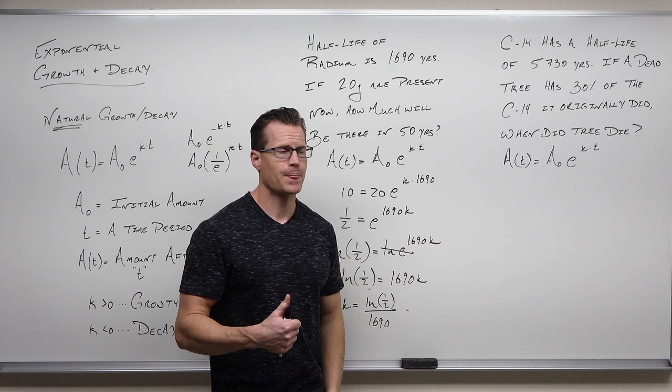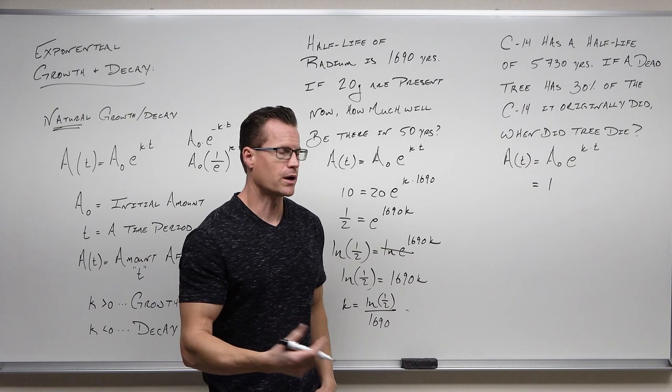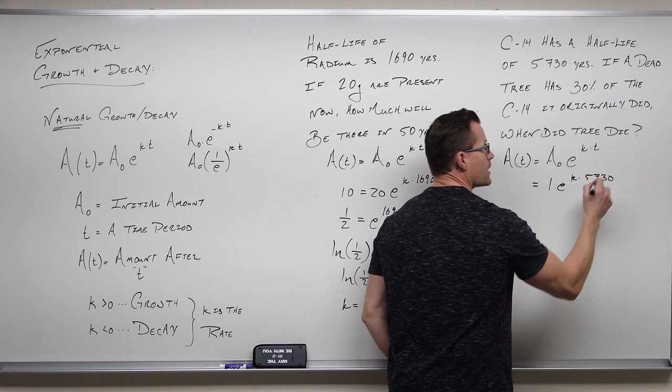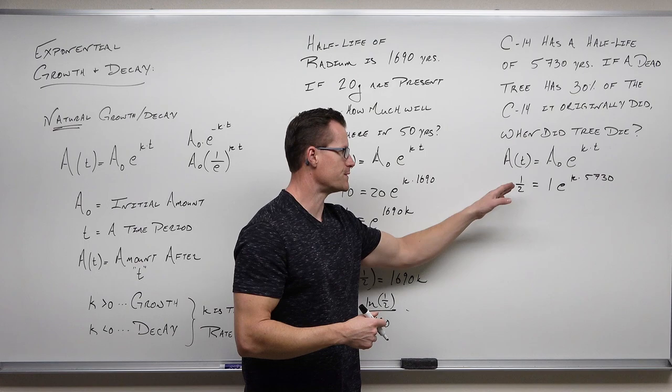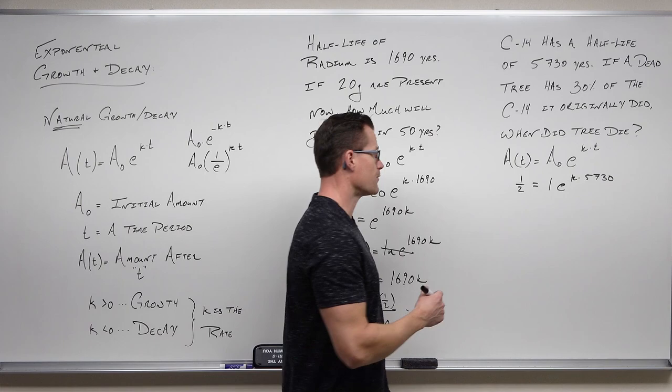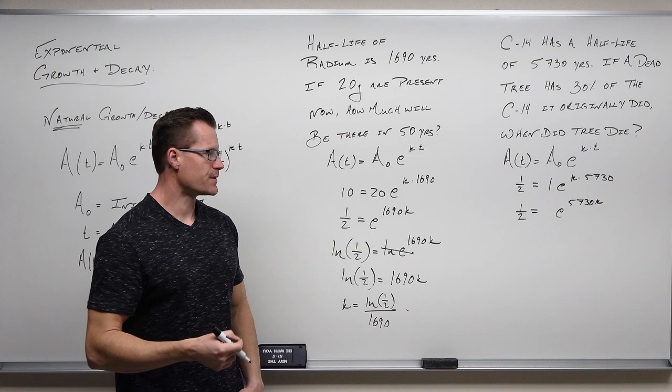The half-life statement says, if you start with any amount, let's call it one, and you give it 5,730 years, how much is going to be left? Half of it. I don't care if you start with 10 and you want to put 5. Start with 100, put 50. Start with 1,000, put 500. The first thing you do is divide, and then you'd end up getting the one half. Because that is isolated, our exponential, we just have to take a natural log of both sides.